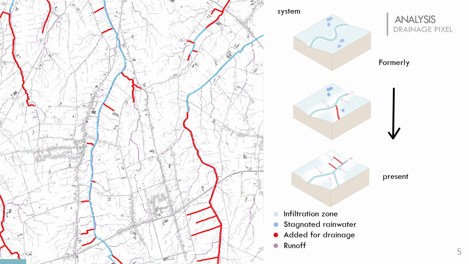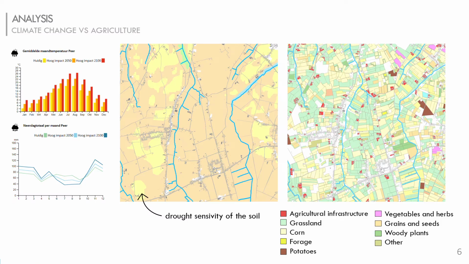The streams were straightened so that the landscape evolved into a drained landscape with little infiltration. All the water drains away so that agriculture can be practiced. All the red lines are what was added for drainage. This drainage system creates a drought in the summers that is getting worse.